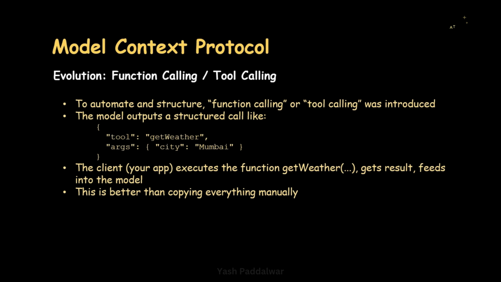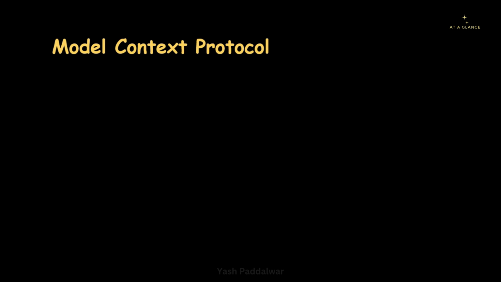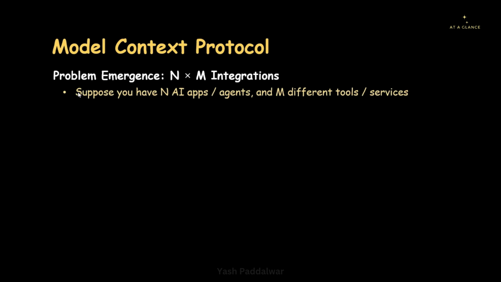It is thoughtful, but let me tell you, this has some cons. Let me tell you the problem in this approach. The problem was N cross M integrations. Now let me explain this problem. Suppose we have N AI apps. We can also call them clients, or chatbots, let's say. So we can have N AI apps or agents, and we have some M different tools or services. To be specific, tools or services can be any APIs, any third party stores, or anything. So let's say we have N chatbots and M tools.